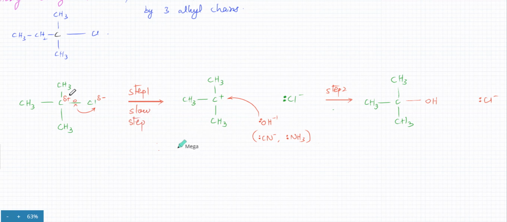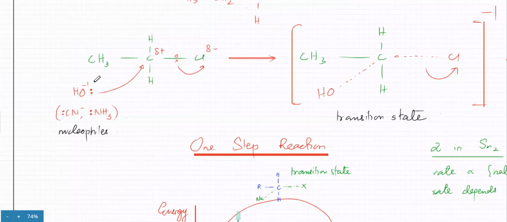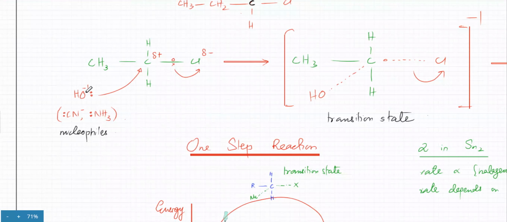Why is it a slow step? Because it's going to take time for the Cl to break on its own. I mean, in the previous case there was someone helping the Cl to break off. The OH minus was coming in and directly bonding to the carbon positive, and the Cl, because of the repulsion of this negative charge, was getting repelled. So there was the nucleophile that was pushing the Cl away.